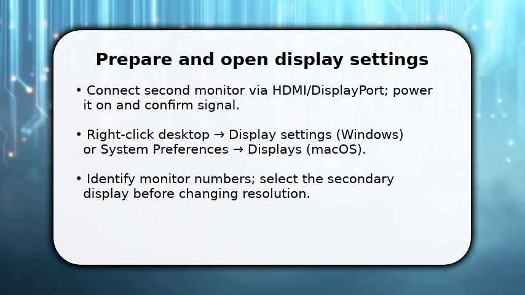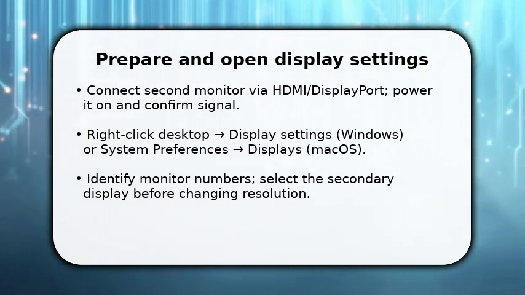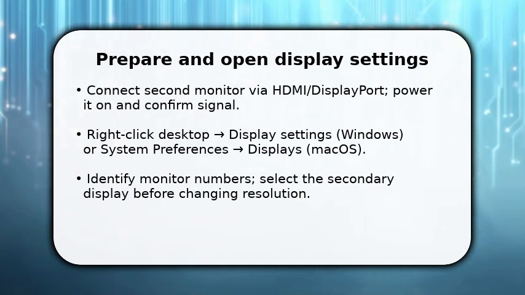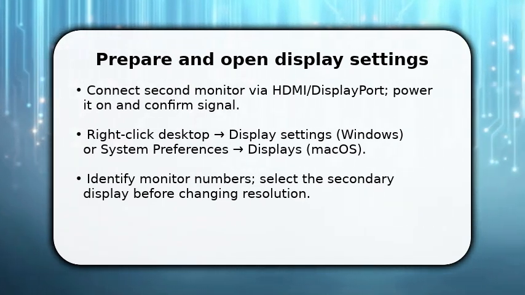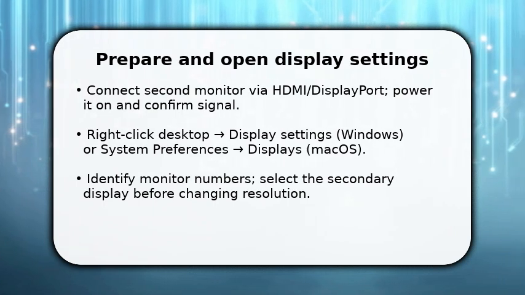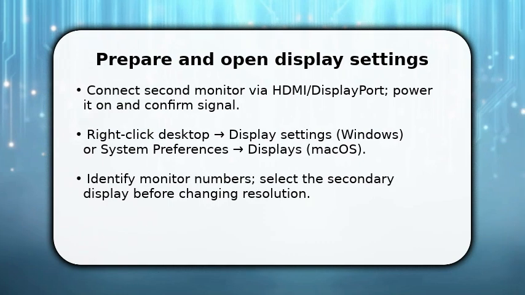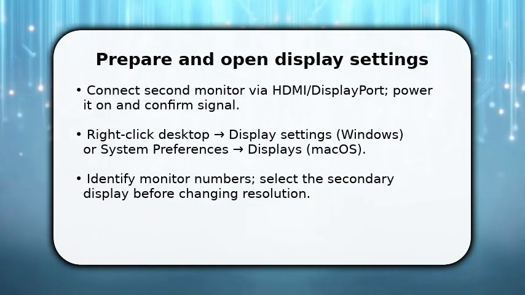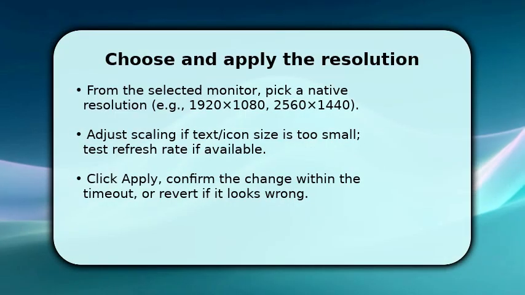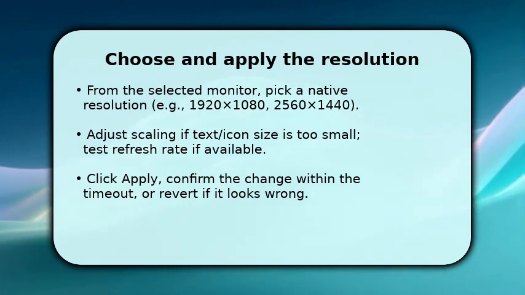Once there, identify which screen is the secondary by clicking Identify or moving the cursor. Make sure you select that monitor in the settings list. This selection tells the system which display you will adjust, so do that first before making any resolution or scaling changes. With the secondary display selected, choose its native resolution from the resolution dropdown.